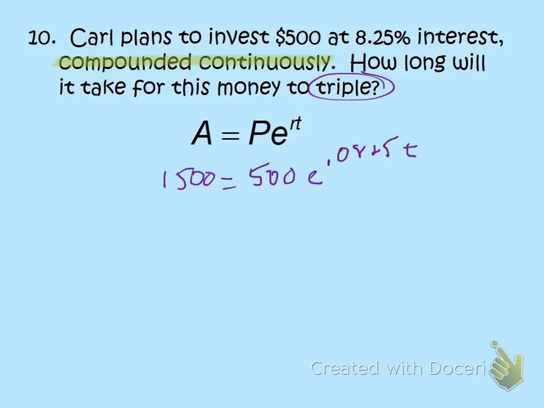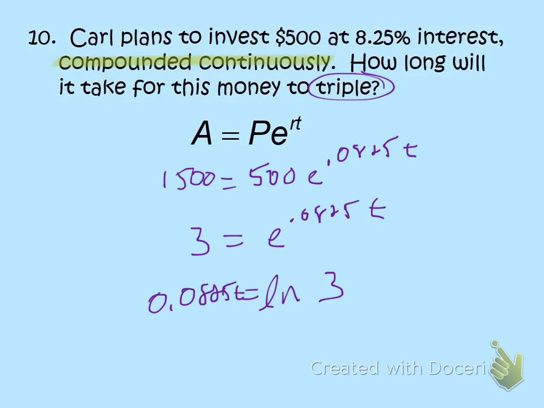Obviously, if you divide 1,500 by 500, you're going to get 3. So there is a shortcut to be found if you want to look hard enough. But I'm going to stick with just writing out the amounts. Again, we don't have an e on both sides, so we use a natural log, and then flip-flop these. Natural log of 3 equals 0.0825t. So take the natural log of 3, divide it by 0.0825, and your time is 13.3, so a little over 13 years is how long this will take.